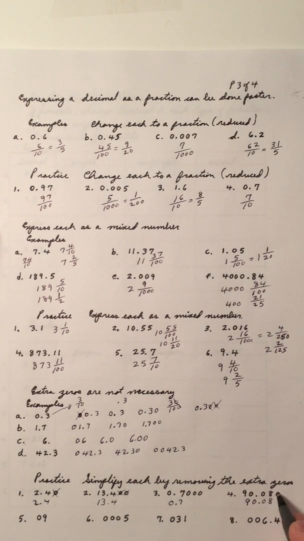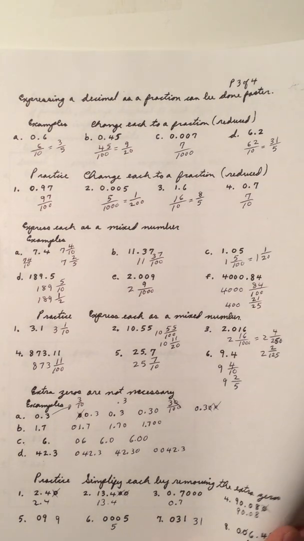90.08. The only one you can remove is this one. You can remove the 0 with the 9, so that becomes a 9. You remove the zeros with the 5, so that becomes a 5. 031 is just the same as 31. And the 2 zeros here can be removed. Not necessary.